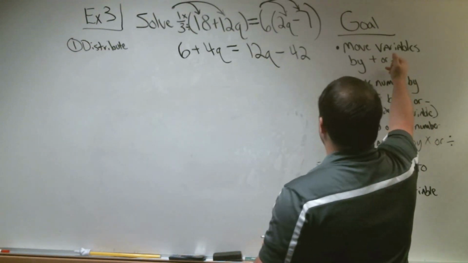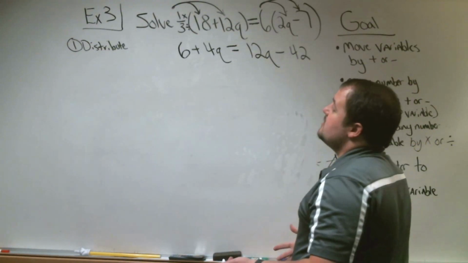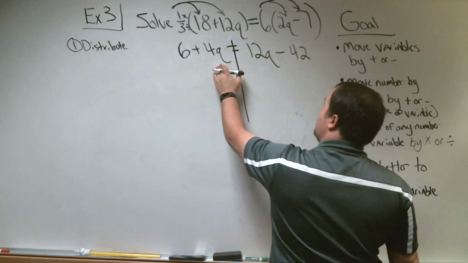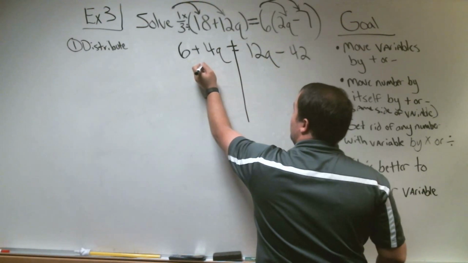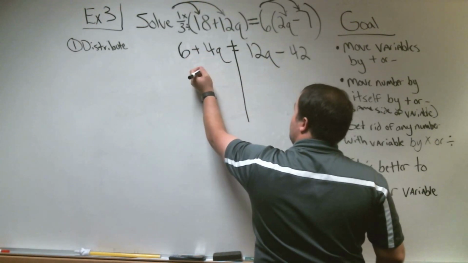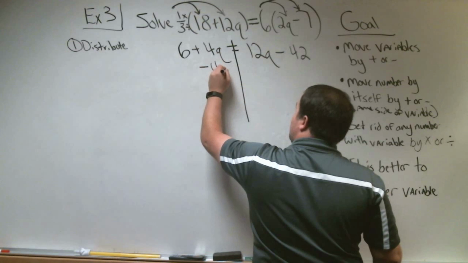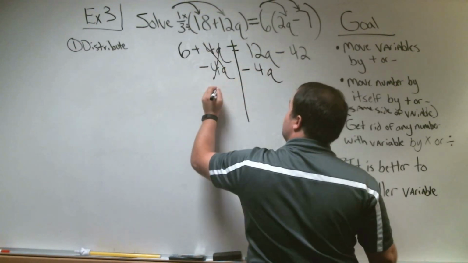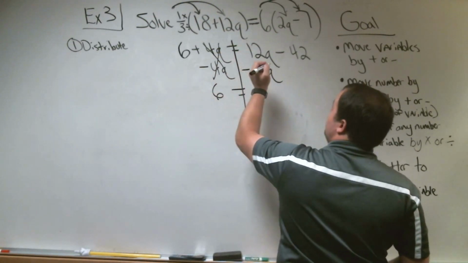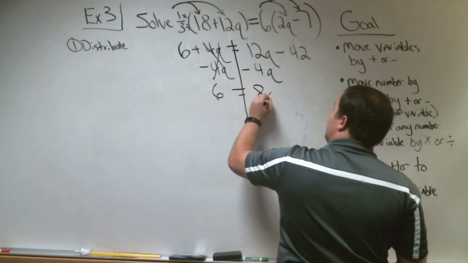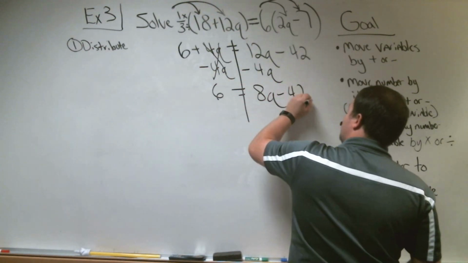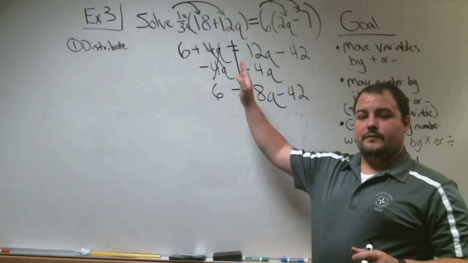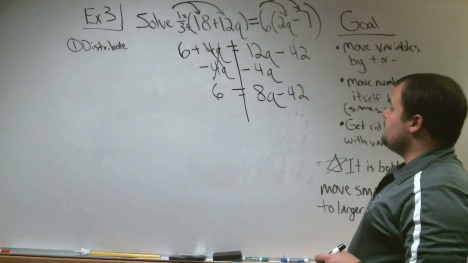So we're going to look for moving the variable, and we're going to move the one that's smaller. So we look at our two variables. We have 4q and 12q. 4 is smaller than 12, so we're going to get rid of the 4. Since that's a plus 4q, we're going to minus 4q. And if we do that to one side, we do that to the other, we get 6 equals 12q's minus 4q's. That's 8q's minus 42. So far, all we did was move the variable from the left side to the right side.